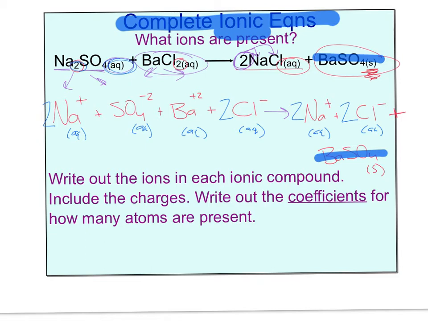Now when you're all done, this should be balanced just like it was up here. So I have 2 sodiums here, so I should have 2 over here, which I do. 2 chlorines here, 2 chlorines here. And I have a sulfate and a barium, which I still have over here. They're just now bonded together, that new ionic compound. So when it's all said and done, you should still have the same number of atoms on either side, just like you did before.